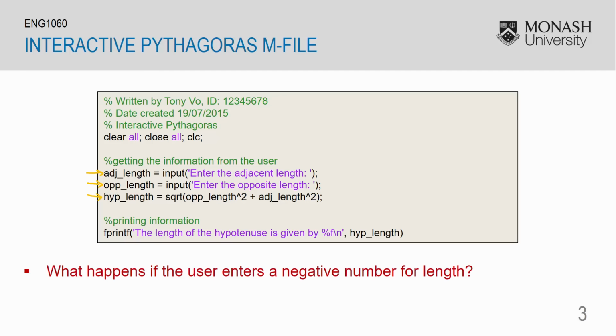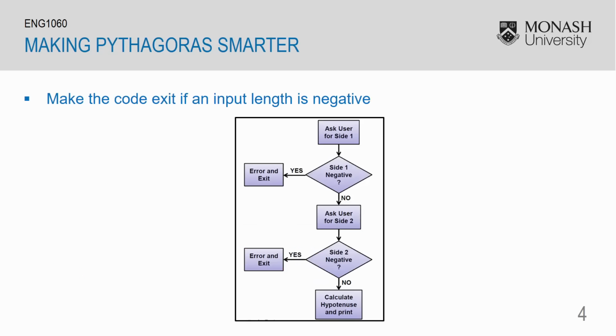But what happens if a user enters a negative number for the length? Well, the following code will still compute the length because we are considering the squares of the lengths. And so for this problem, it doesn't make much of a difference, but physically, it is impossible to have a negative length. So what we can do is make MATLAB exit the code if the input length is negative.